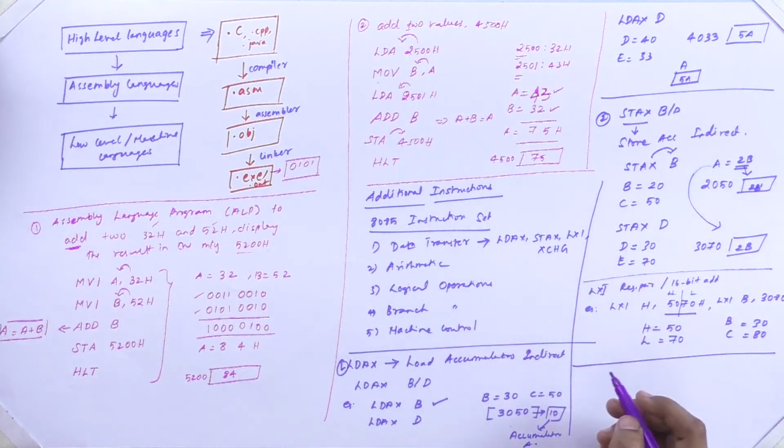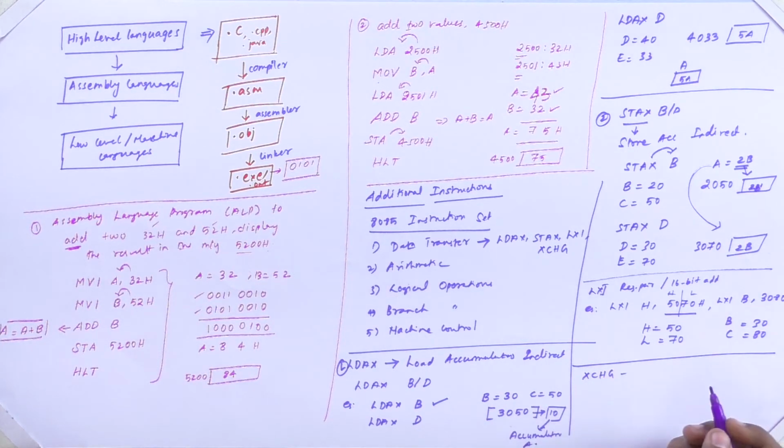And the last data transfer instruction is XCHG. It refers to exchange operation, that is exchange the contents of H and L with D and E register pair.